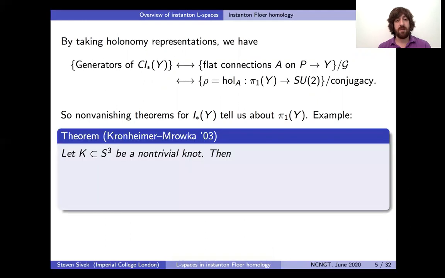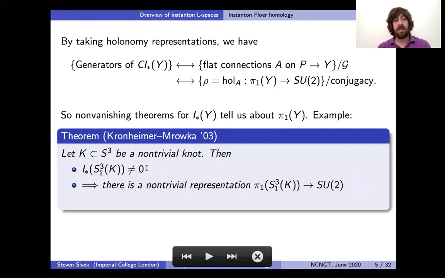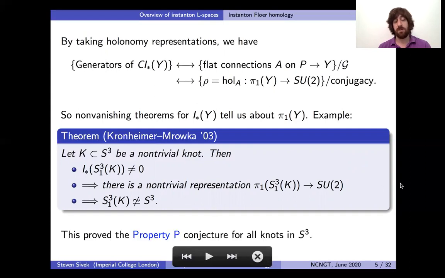One big example was a theorem by Kronheimer and Mrowka in 2003. They proved that if you take a non-trivial knot in the 3-sphere, let's call it K, then the instanton homology of one surgery on K is non-zero. And that means that there's a non-trivial representation from pi 1 of this one surgery into SU2. And in particular, if there's a non-trivial representation, it has non-trivial image, so that one surgery can't be simply connected. And that means that it can't be homotopy equivalent to the 3-sphere. And this was the so-called property P conjecture. This was the last step needed to prove it for all knots in S3.